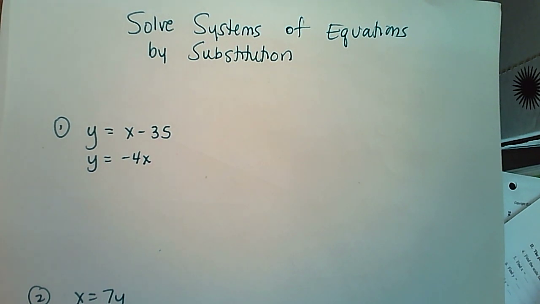Hello. Today we're going to solve systems of equations by substitution. Last class you solved by graphing, which meant you had to graph each equation, which is fine if you love graphing and you have graph paper. But what if we don't and we just want a quick answer?